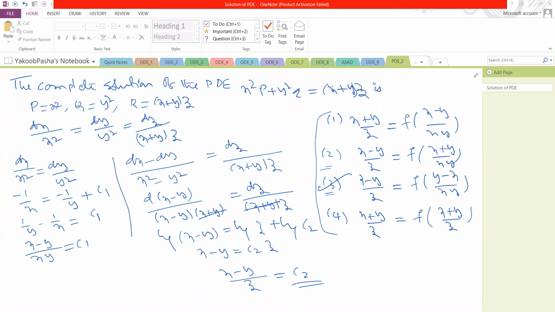These are the problems. These are the problems related to solving the linear differential equations by using Lagrange's method. Now we can take another method, that is Charpit's method.